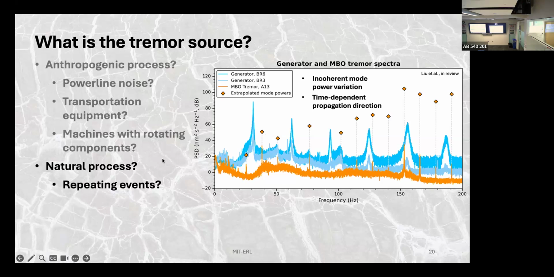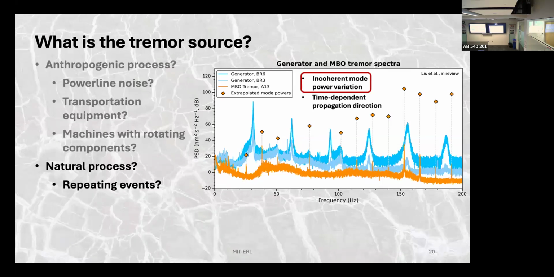And the popular natural process that is often evoked for explaining this kind of signal is a series of repeating events that happen at a semi-regular interval. And this mechanism has been evoked to explain both tremors that happen on volcanoes and on glaciers. However, for this mechanism to explain our tremors, we'll need the repeating event to keep firing at a very high rate of about 12 hertz and continuously for 9 months. And that's just a highly unlikely scenario.